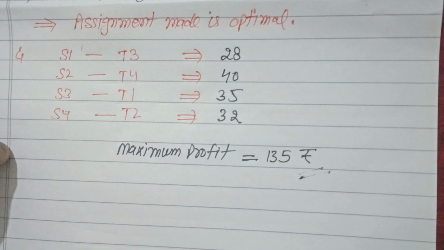This is a simple problem. The only thing in case of a maximization type of assignment problem is, first of all you have to convert this maximization type of problem into a minimization type of problem. The rest of the procedure is the same as we have utilized in the solution of a minimization type of assignment problem.